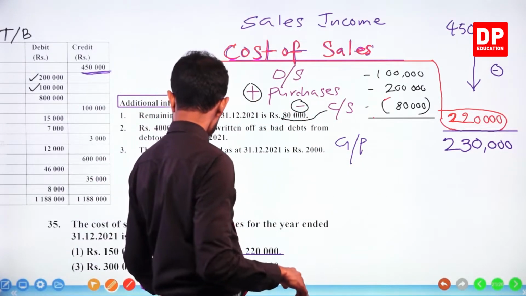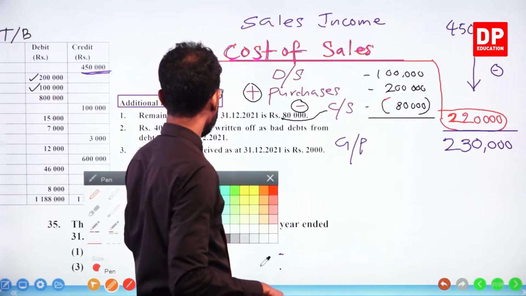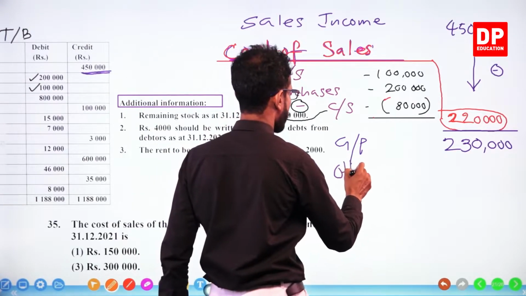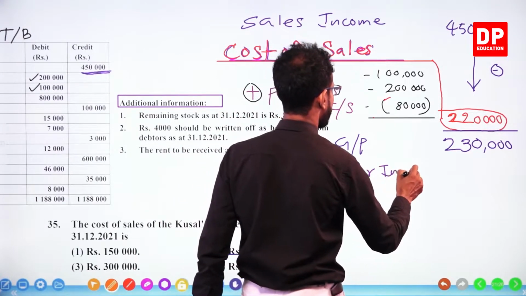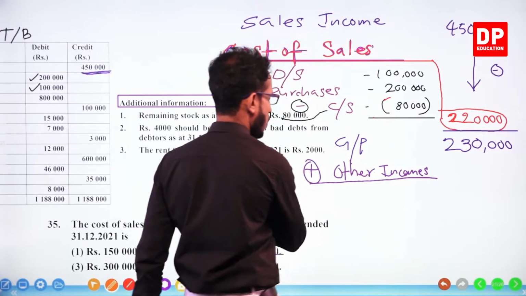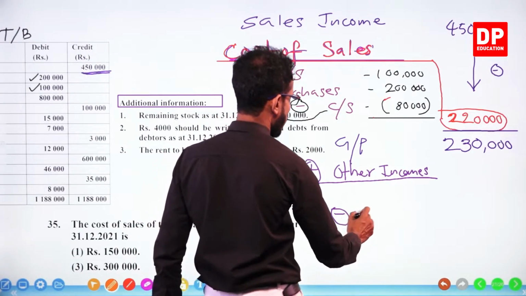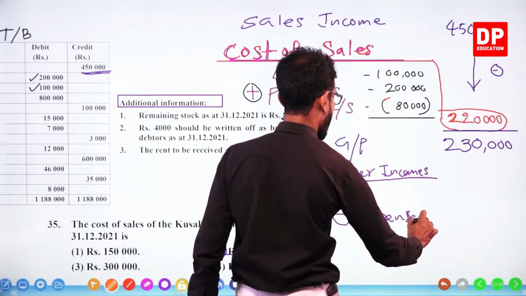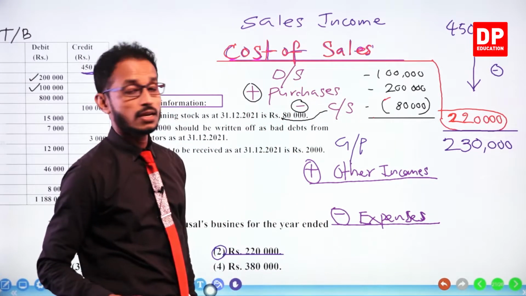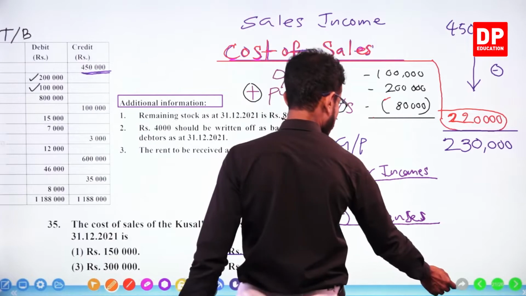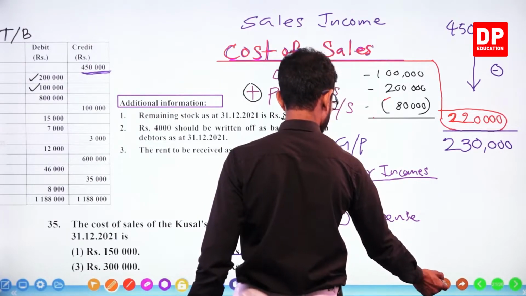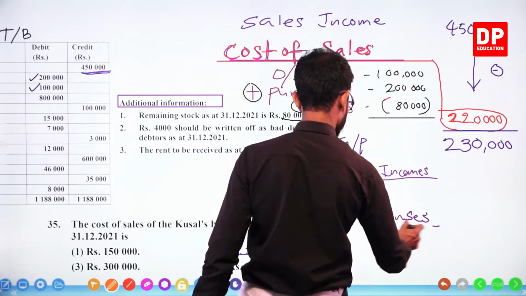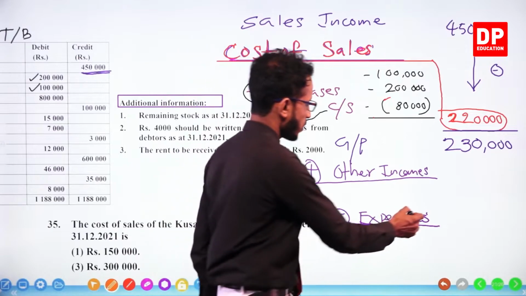Then what I have to do is add the other incomes and minus expenses. Plus other incomes and minus other expenses. Got it? Got it.